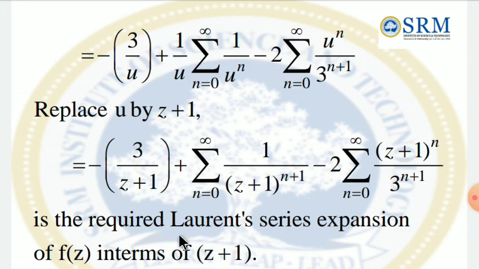Got it? In this expansion you see that it contains both the positive powers of z plus 1 and the negative powers, isn't it? How many terms are there in the negative powers? Infinite number. So this is known as the principal part. It contains an infinite number of terms. This is the regular part. It also contains an infinite number of terms. So this is the perfect example for the Laurent series expansion.